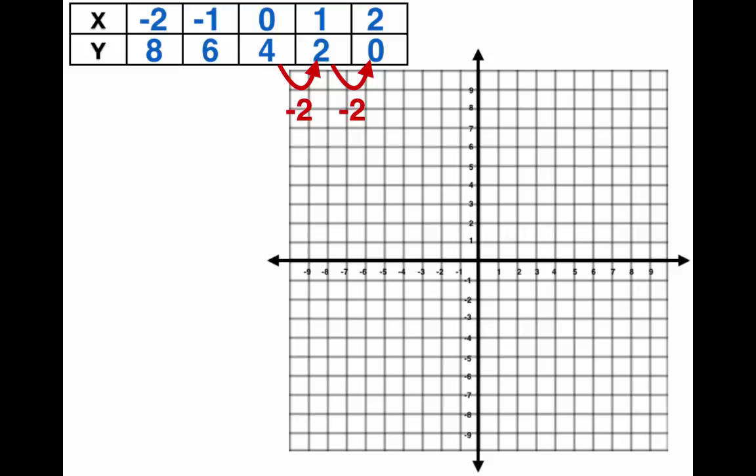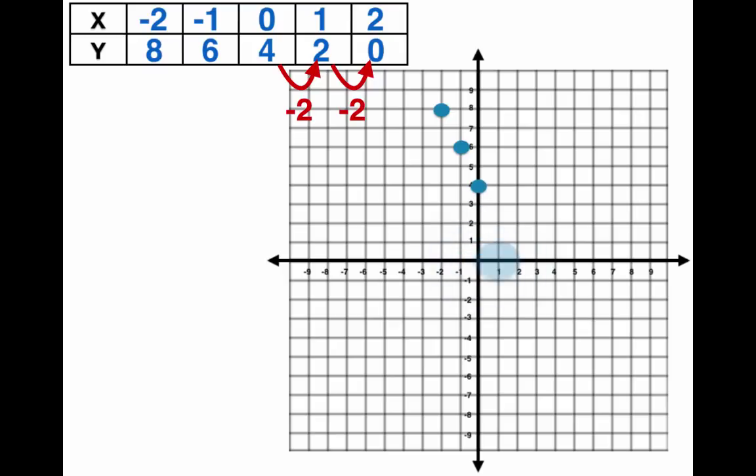I'm going to plot my points. The first point in the table is at -2 and 8. So we'll put that on the graph. The second point in the table is at -1 and 6. And then we have that 0, 4.